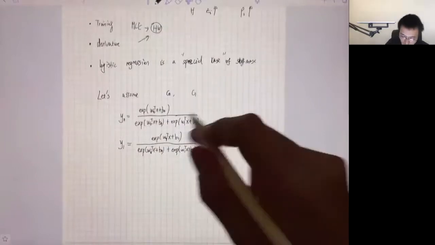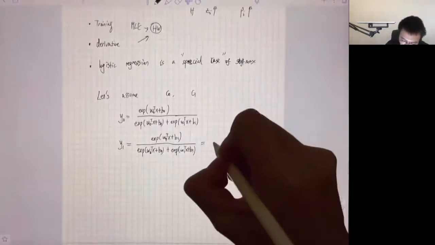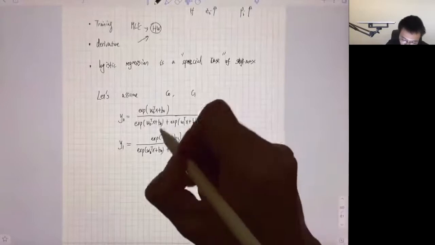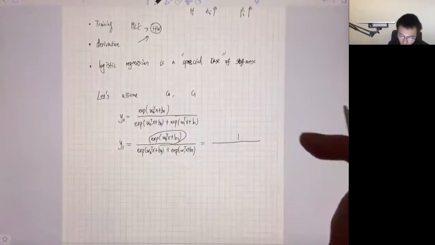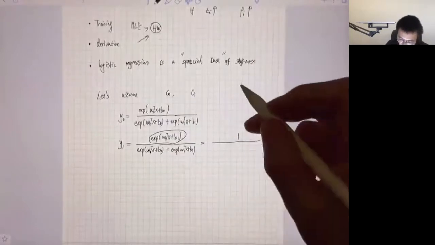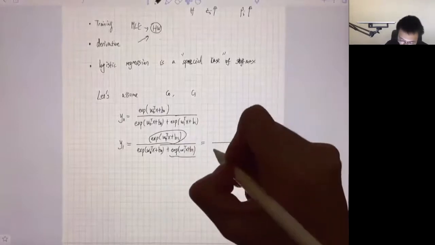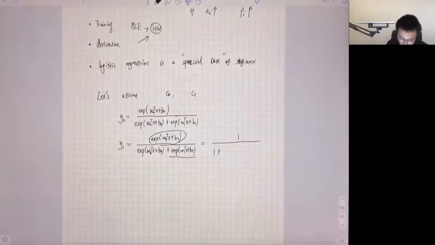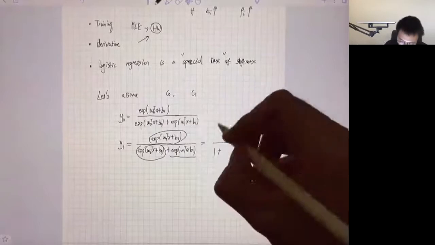Now I can say I focus on Y1. I can divide the numerator and the denominator by this term. Then the numerator becomes 1, and in the denominator this term becomes 1 as well. So it's easy.